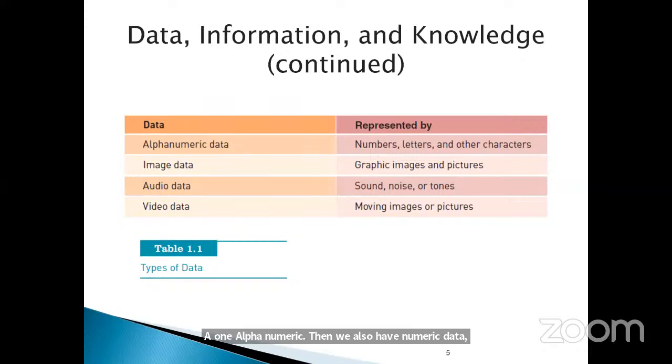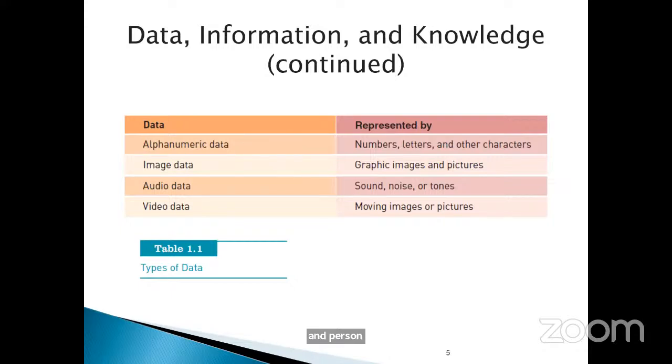Then we also have numeric data. Numeric data are data that are just in the form of numbers, maybe 0 to 9. Then we have alphabets. Alphabets are from A to Z, whether in capitals or in small letters. Then we have other characters, which can be special characters like percentage, ampersand, multiplication, division, etc. They're all characters.